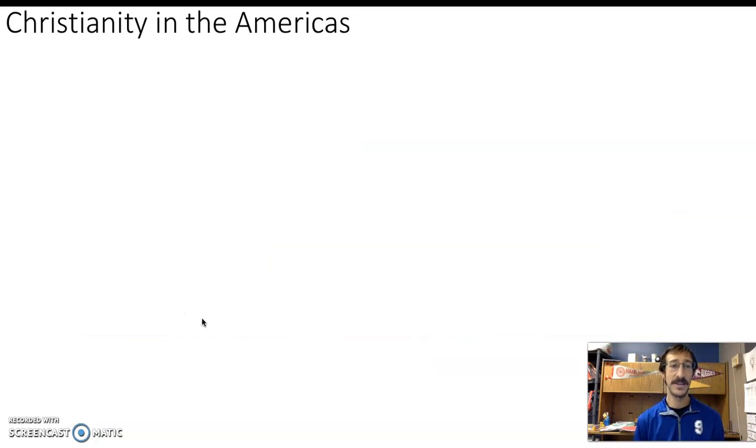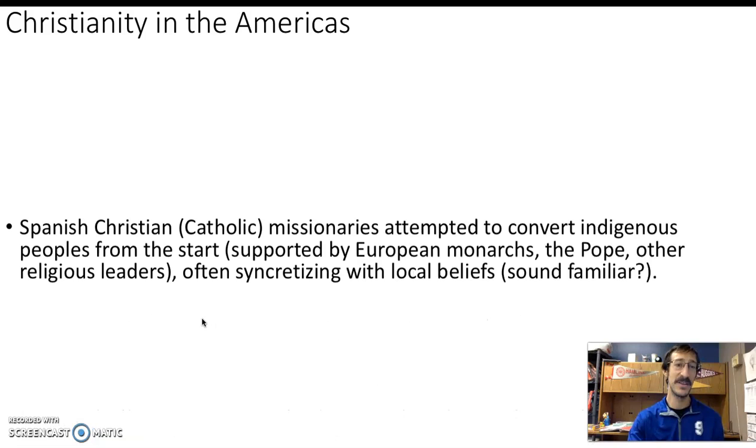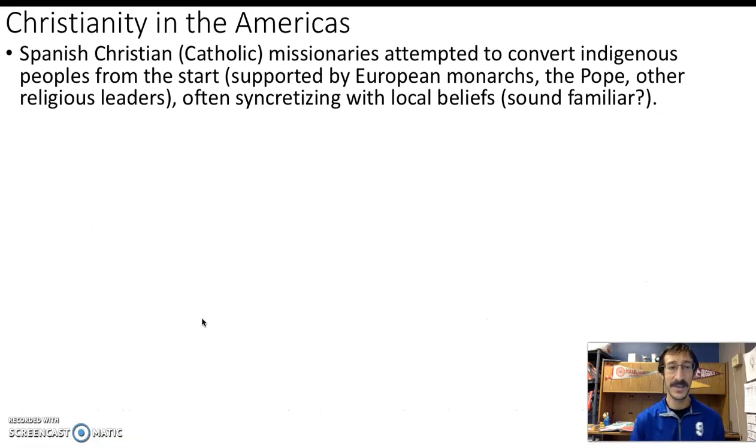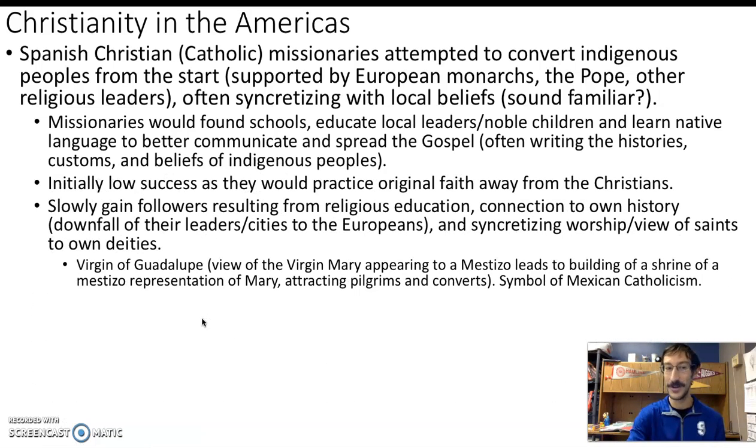So the last thing we're going to hit on here is the idea of Christianity. So what is that actually playing into? We've mentioned it a bit here. So a lot of the Spanish Christian, so specifically Catholic missionaries, attempt to convert the indigenous peoples from the start. And again, as we've looked at a lot of the documents, that was supported by European monarchs, the Pope, other religious leaders, and will syncretize with local beliefs to get more people involved. So again, they start off with the chiefs, their families, and then hope to spread it to the more local people. Hopefully that sounds familiar about how they were able to spread religion in other areas.